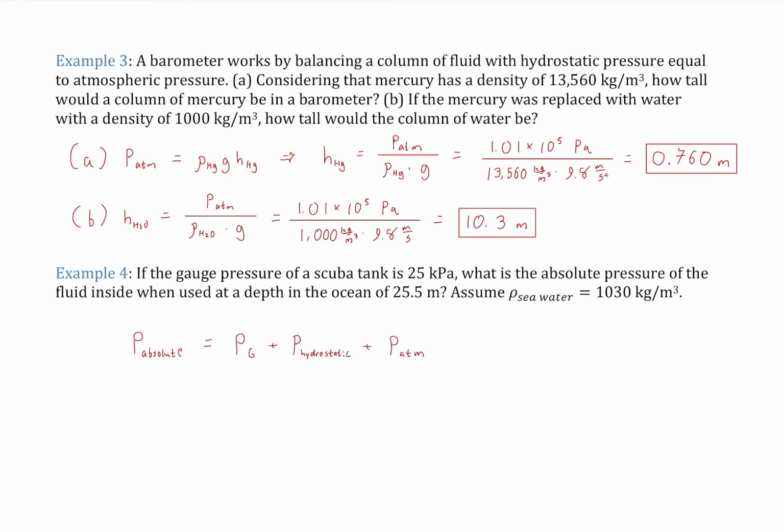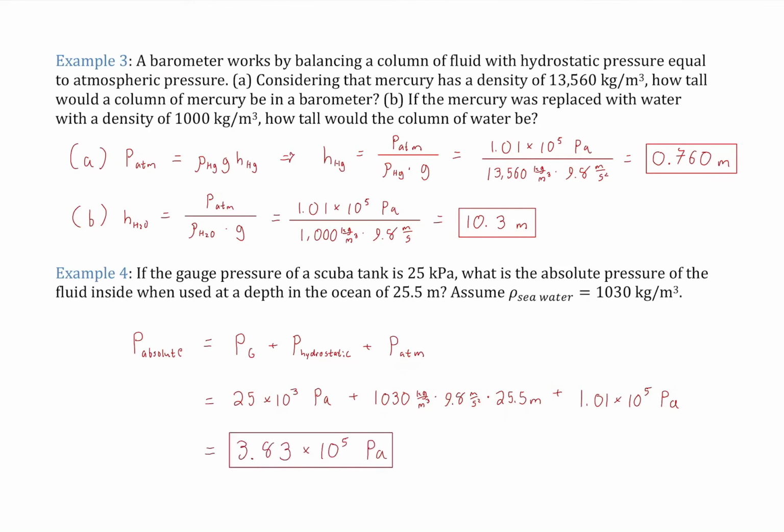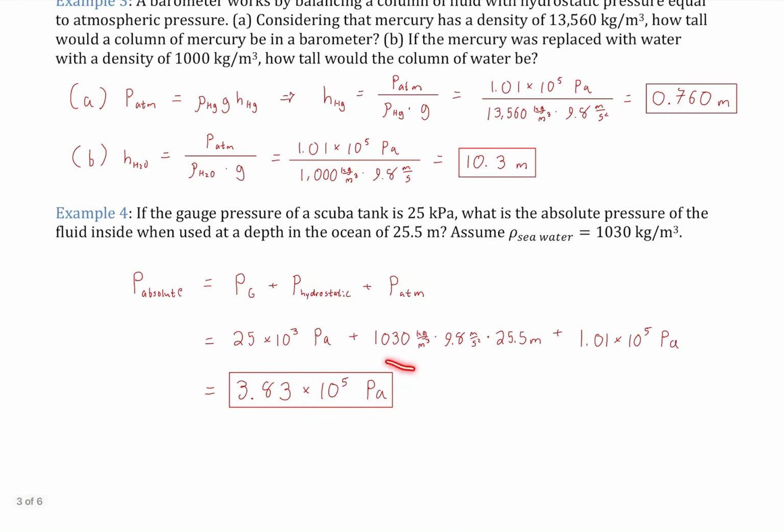Okay, so we're going to take absolute pressure as the sum of the gauge pressure plus hydrostatic pressure. Collectively, these two are all gauge pressure, but we're calling special attention to the hydrostatic form of gauge pressure, and then plus atmospheric pressure to compare it to the vacuum of space, quote unquote vacuum of space. So here we have the pressure inside the tank plus the pressure at that particular depth, which is just density of seawater times gravity times the depth, 25.5 meters. And then we get a final value of 3.83 times 10 to the 5, so about 3.8 atm.